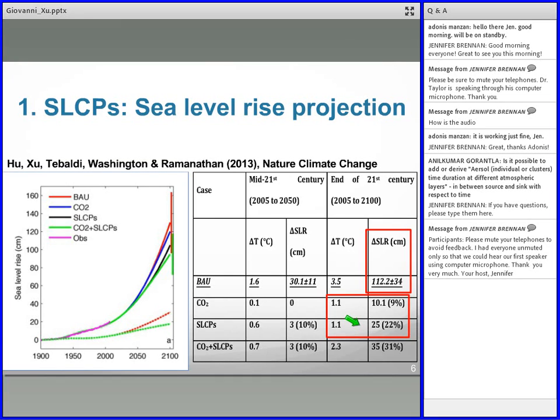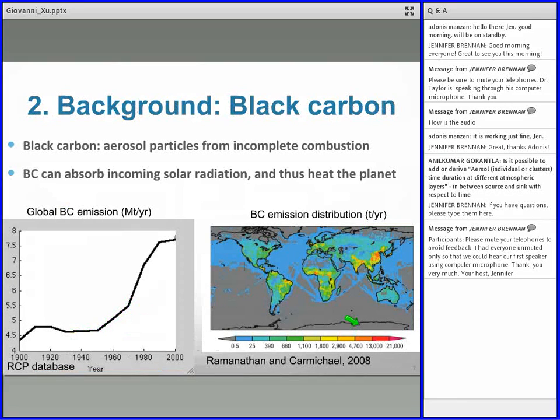So we can see even with the temperature mitigation effects being similar by the end of the century for CO2 and the short-lived species, the short-lived species are actually two times more effective in curbing future sea level rise. And the carbonaceous aerosol, in particular the black carbon, is one major component of short-lived climate pollutants, which I will move on to discuss now.